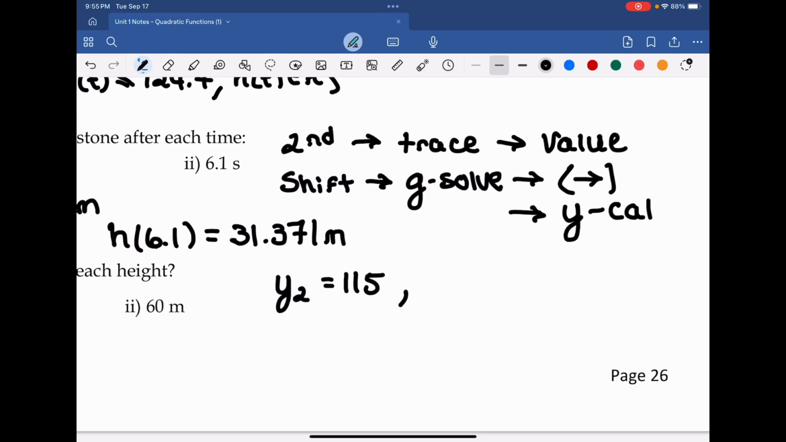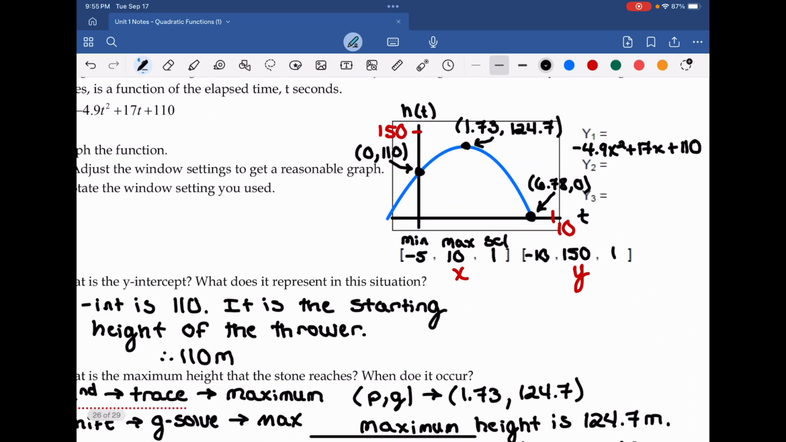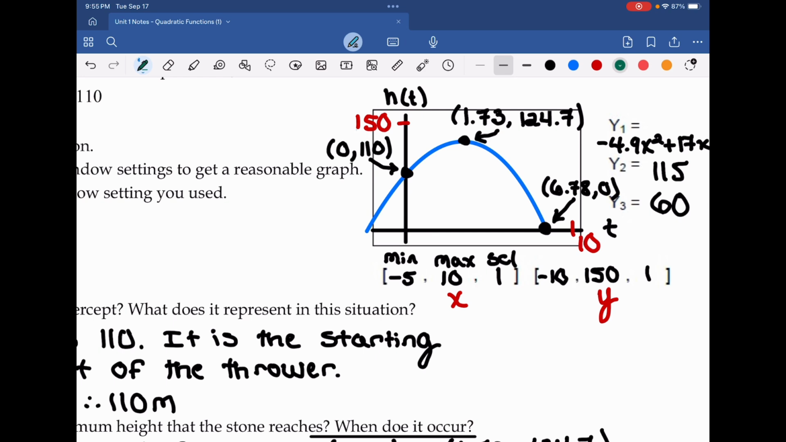115. In Y3, I want you to type in 60. Now we're actually going to show that above here. If I go up to my Y2 and Y3, we're going to type in 115, we're going to type in 60. Now, here's what this actually does for us. On the graph, you're going to see the following happen. At 115, there's going to be a horizontal line. It's going to kind of look like this. At the 60, it's going to have a horizontal line like this.